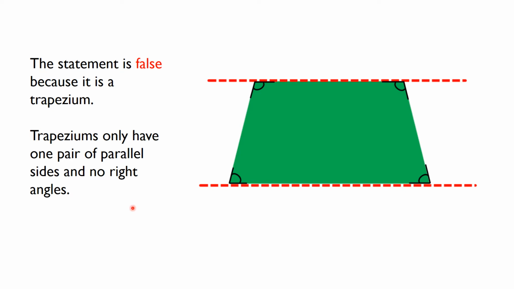The statement is false because this quadrilateral is a trapezium. Trapeziums only have 1 pair of parallel sides and they have no right angles.